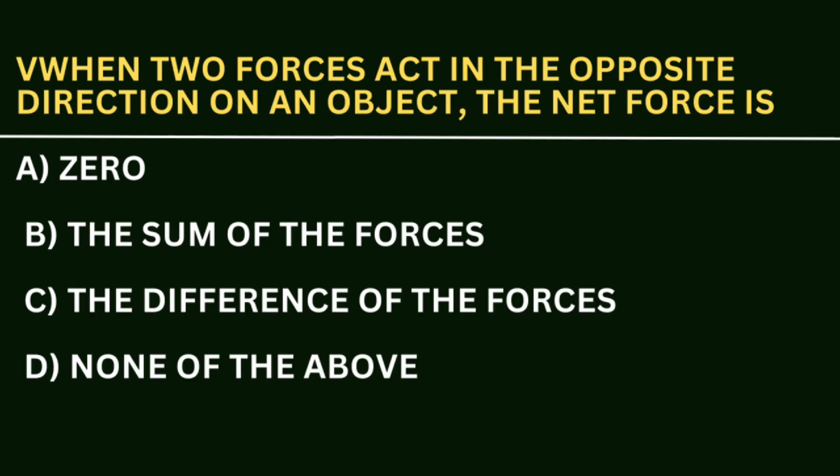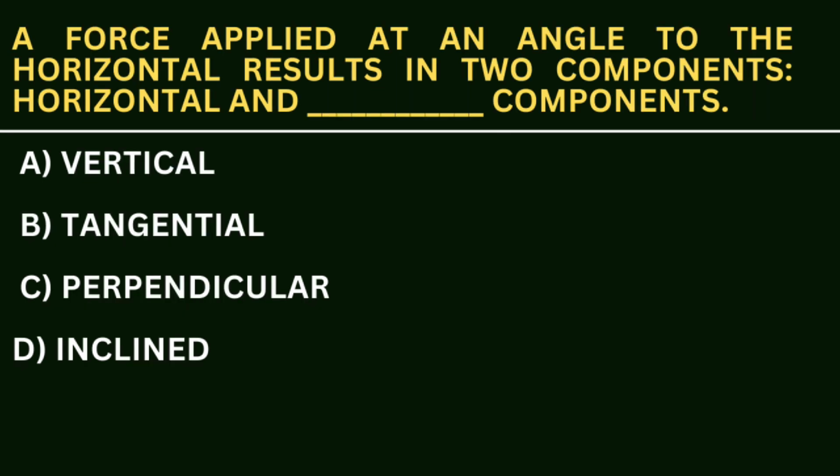When two forces act in the opposite direction on an object, the net force is. Option C, the difference of the forces. A force applied at an angle to the horizontal results in two components, horizontal and what component? Option A, vertical.